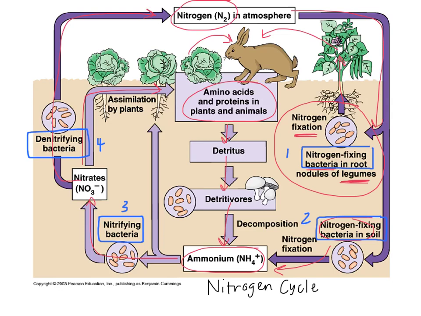Again, the important parts are that nitrogen gas in the atmosphere is not usable by plants and animals unless it's first fixed by those nitrogen-fixing bacteria on the roots of plants.